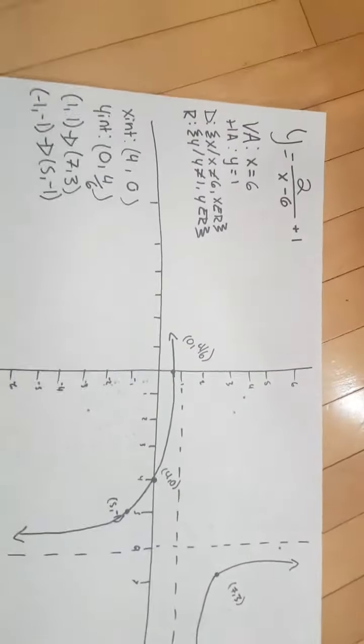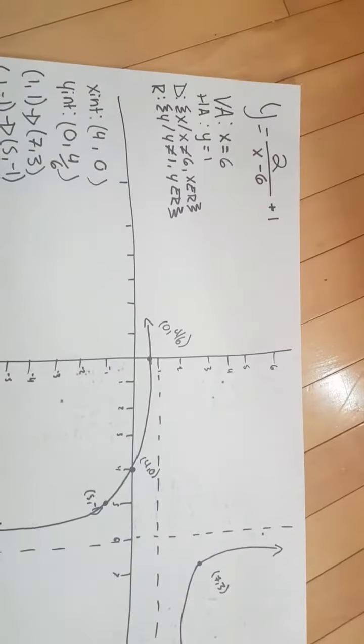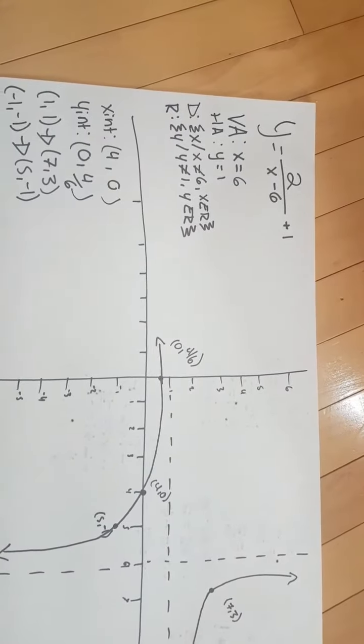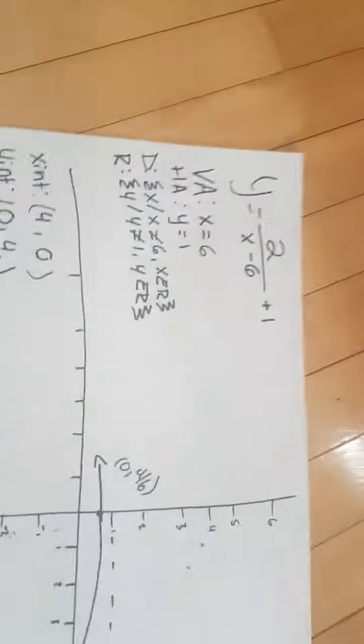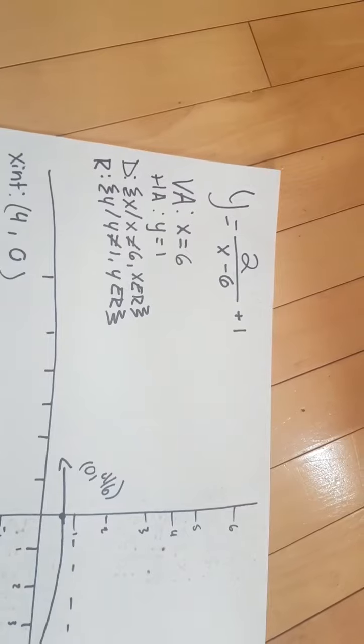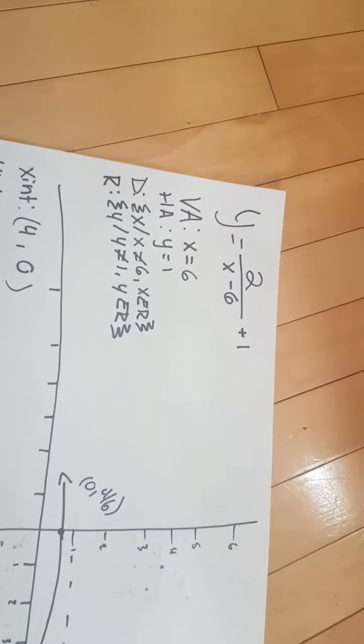Alright, so here we go. I am basically going to be explaining how I solved this reciprocal function that I created, which is right over there. The function I created was y equals 2 over x minus 6, plus 1.